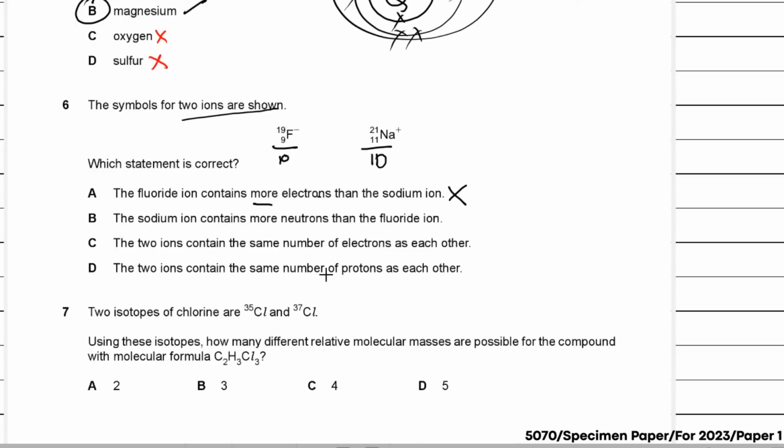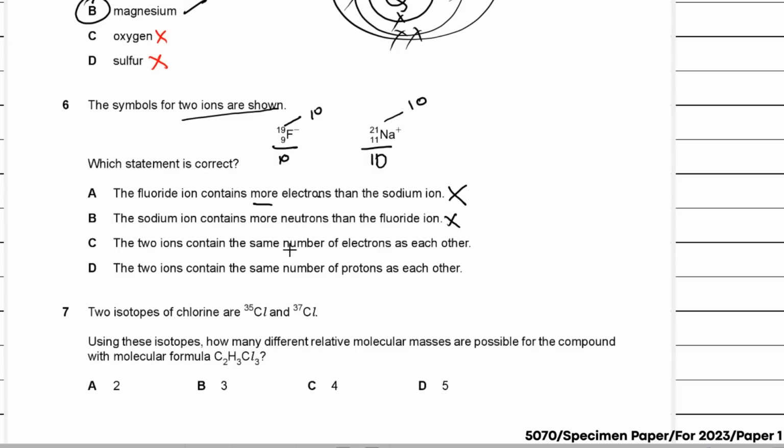Moving on to the next statement, the sodium ion contains more neutrons than fluoride ions. So neutrons. So let's see. For fluoride, we have 10 neutrons. If you subtract 21 and 11, you're also going to get 10. So this is also incorrect.